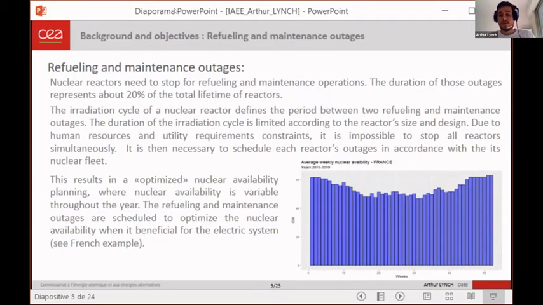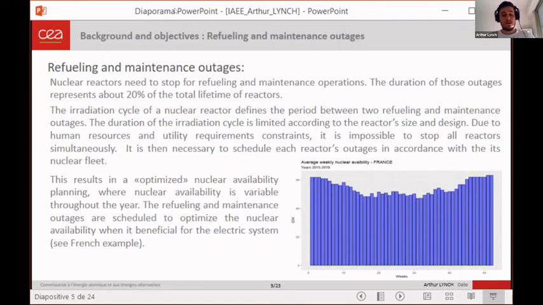We define in this paper what an irradiation cycle is. It is the period between two refueling or maintenance outages where the nuclear power plant is able to produce electricity. And the duration of this irradiation cycle really depends on the nuclear reactor size, its design, or even the plant manager's strategy. And due to some different constraints, like workforce limits, it is impossible for all reactors of a nuclear fleet to stop simultaneously.